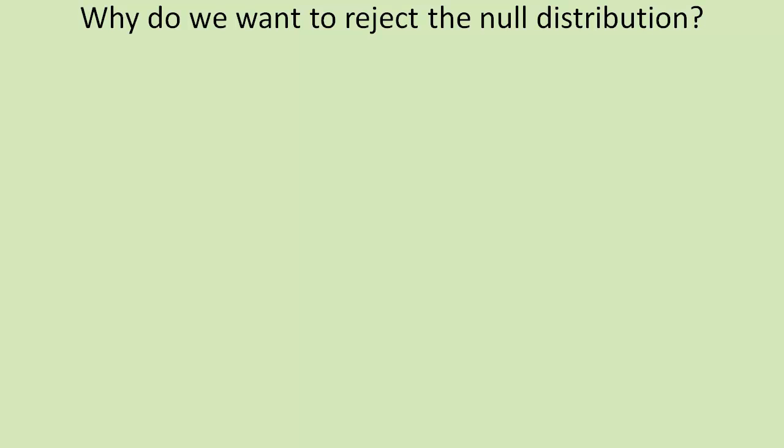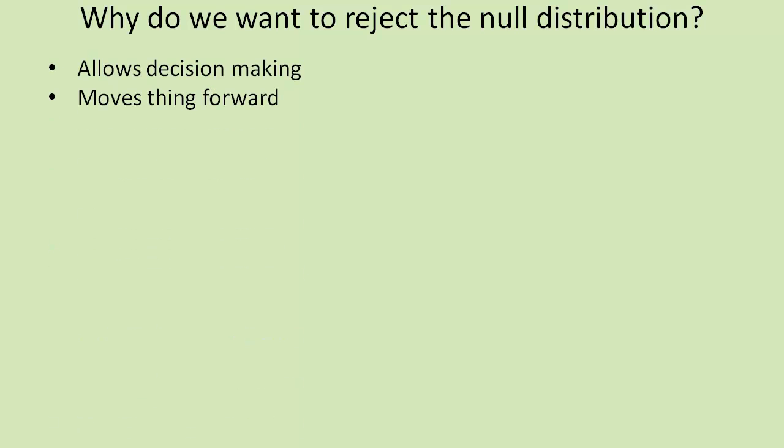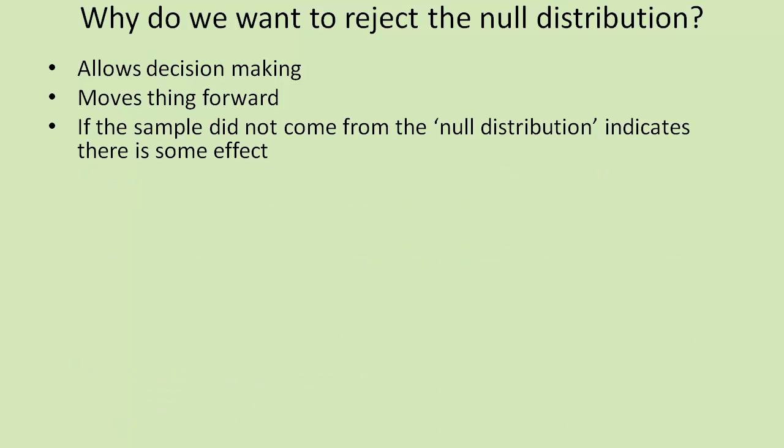So why might we want to reject the null distribution? Well, first it enables decision making. That is, it moves things forward. For example, if the sample did not come from the null distribution, it indicates it came from another. And as the null distribution is the nil effect, accepting any alternative one means there must be some sort of effect.